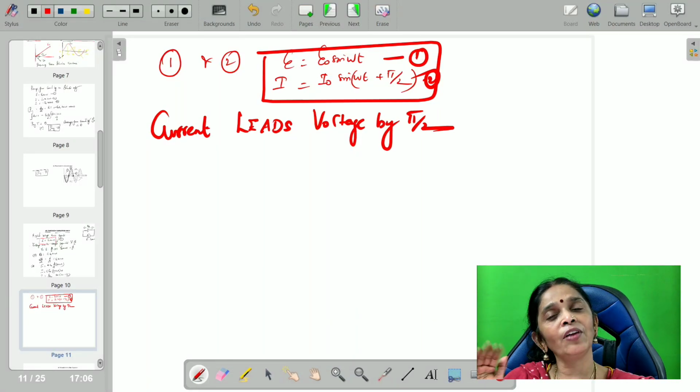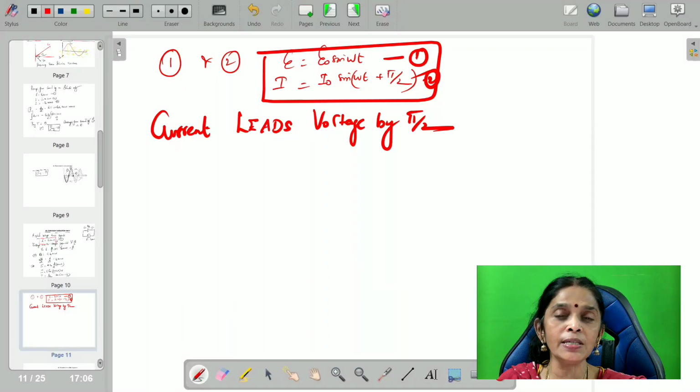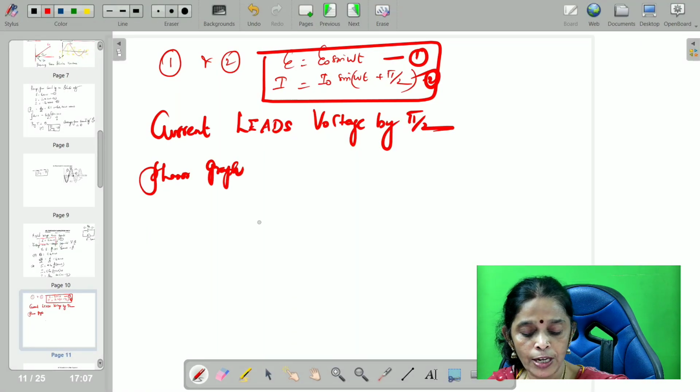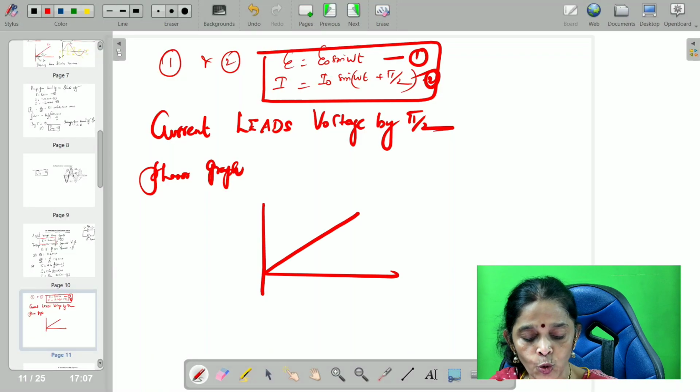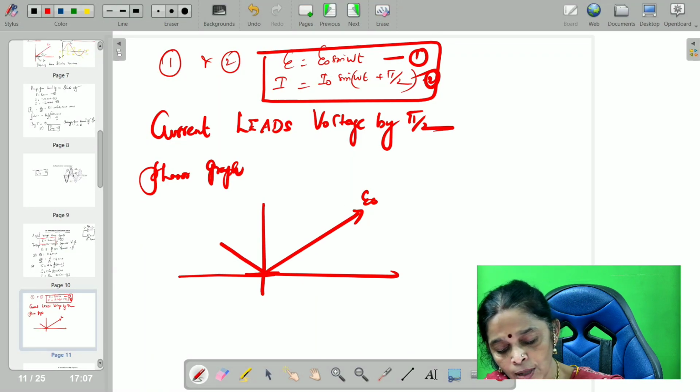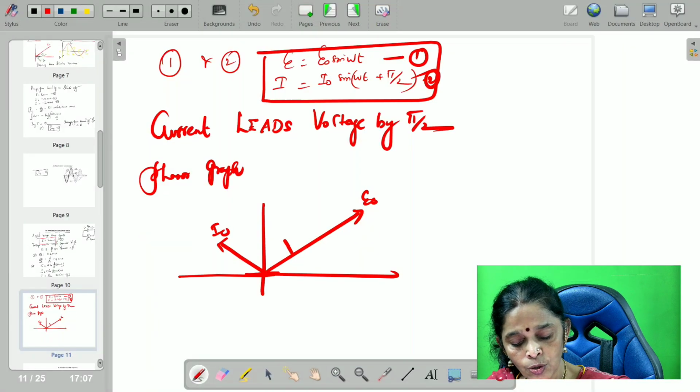Already we have seen in a conductor current lags. Now it is current leads. That's all. So now you can draw the phasor graph. Can you try the phasor graph? In the phasor graph, always in the first quadrant you choose E naught. Since the current is leading, this is I naught. So this is leading by an angle of pi by 2.